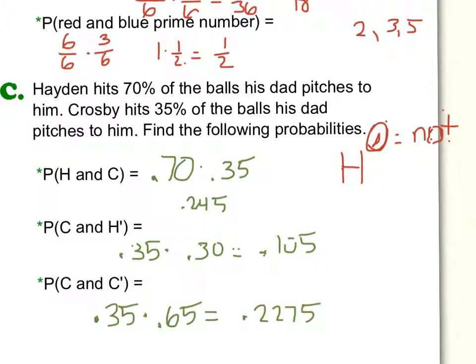So probability of Crosby getting a hit, again, is 35%. This little symbol means not, so the probability Crosby is not going to get a hit is the remaining 65% of the time. Multiply those together, and you get 0.2275 or 22.75%.